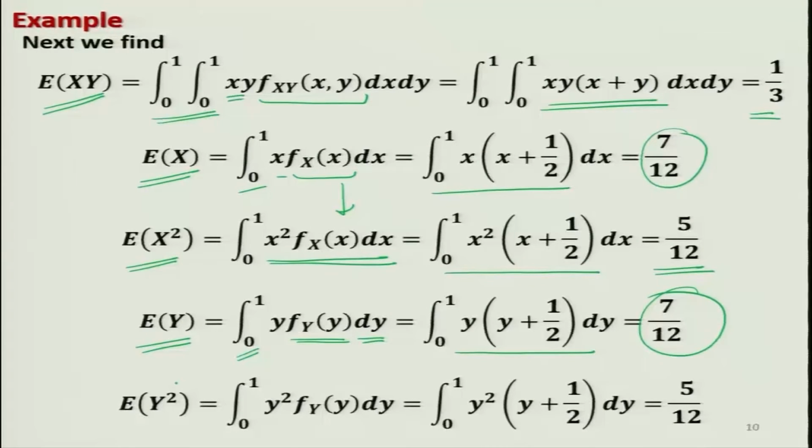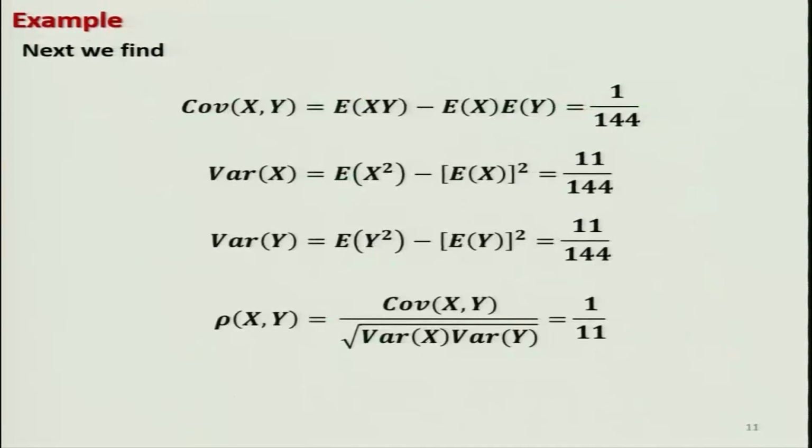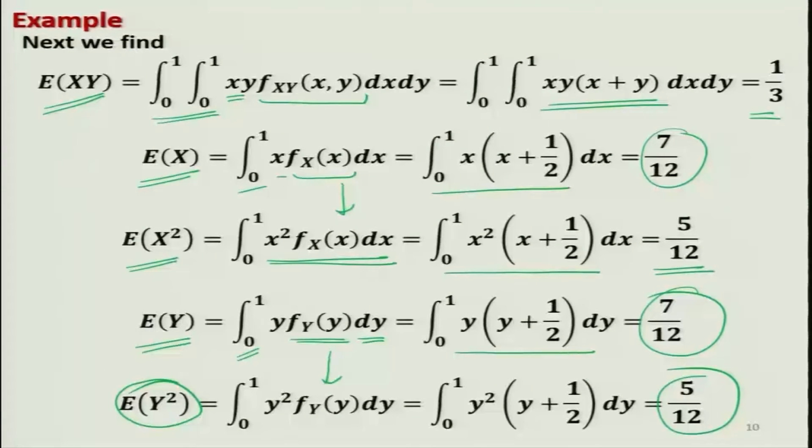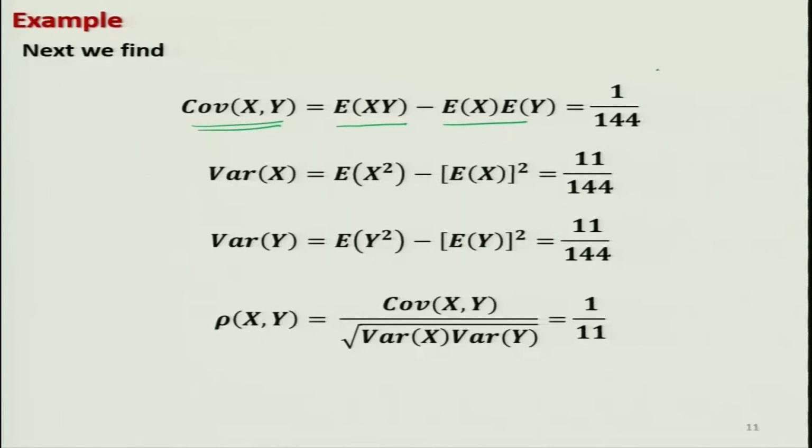And similarly, you can compute the expected value of y square exactly in the same way, and you will get the value 5/12. No issues. I am 100% confident that you can solve these integrals. Now, using this expression, you can find the value of covariance as expected value of xy minus expected value of x into expected value of y. You have already obtained all these numerical values. Just substitute, and you will get the value 1/144.